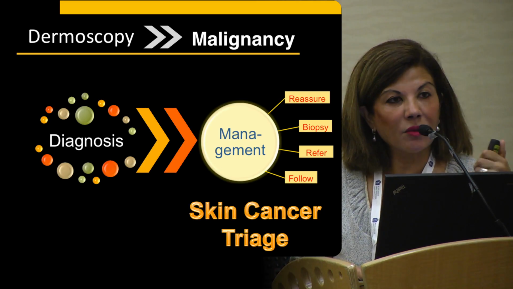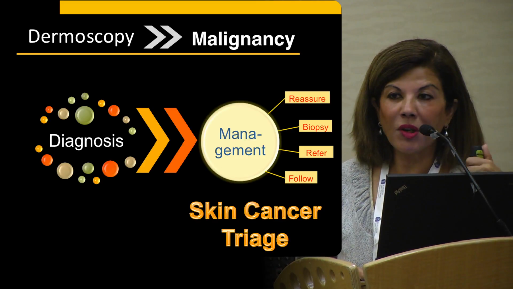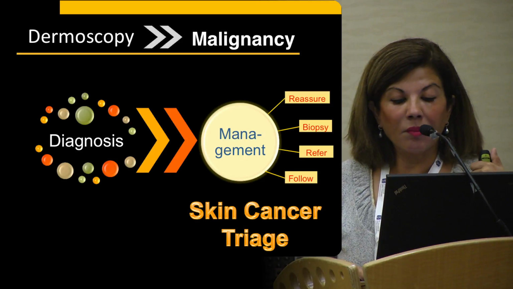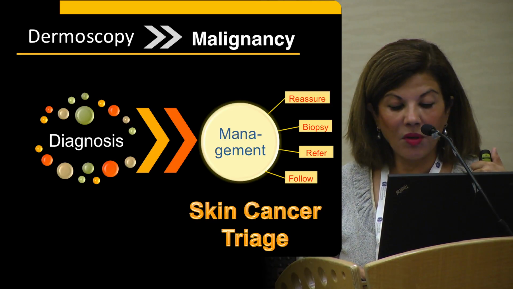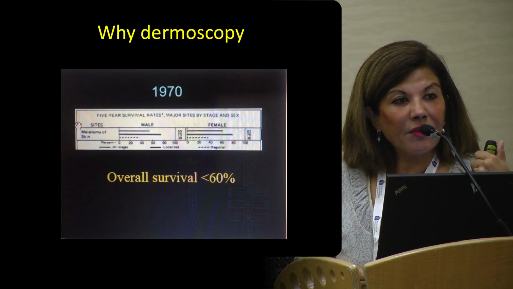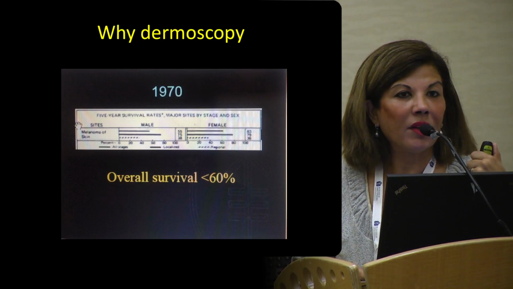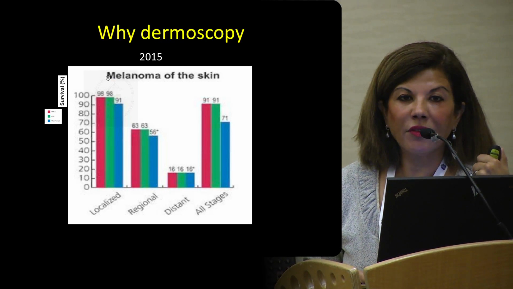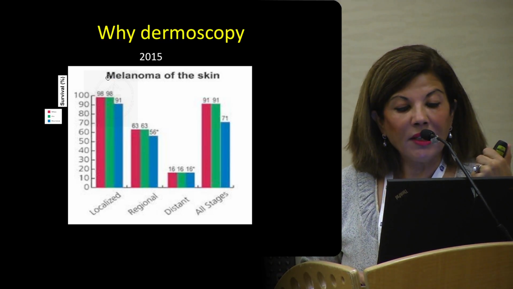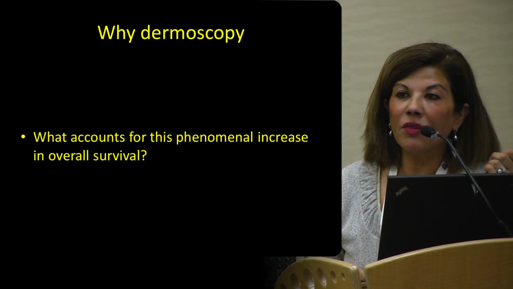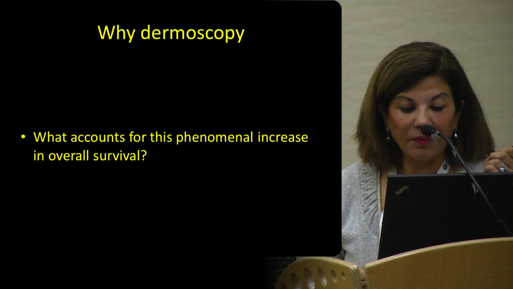And once you have a diagnosis, you can actually manage the patient with the proper skin cancer triage. You can reassure them, you can biopsy them, you can refer them, or you can follow them along. In the 1970s, the overall survival for malignant melanoma was less than 60%. Springing forward to 2015, this has increased to 90% or 91%. So what accounts for this phenomenal increase in overall survival?